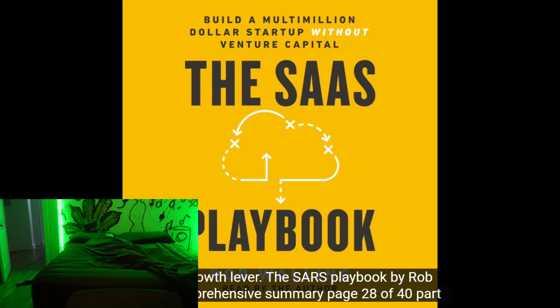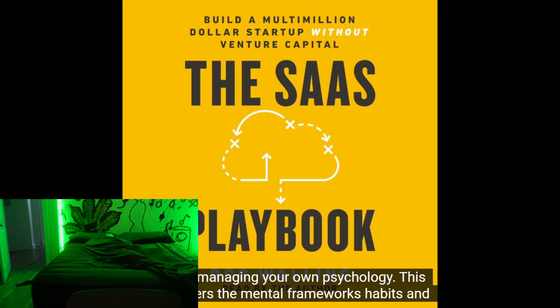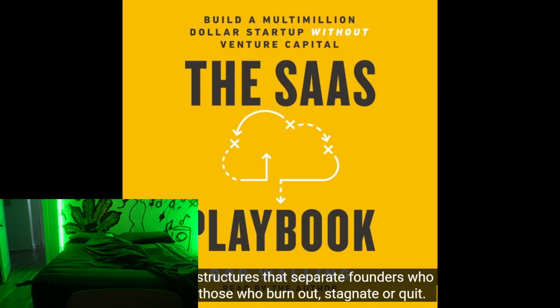The SaaS Playbook by Rob Walling, comprehensive summary, page 28 to 40, part 7. Mindset: the inner game of building SaaS. Walling argues that more than half of being a successful founder is managing your own psychology. This section covers the mental frameworks, habits, and community structures that separate founders who thrive from those who burn out, stagnate, or quit.